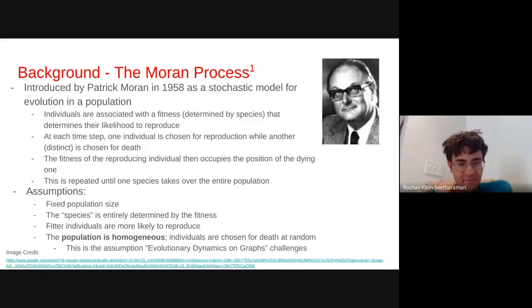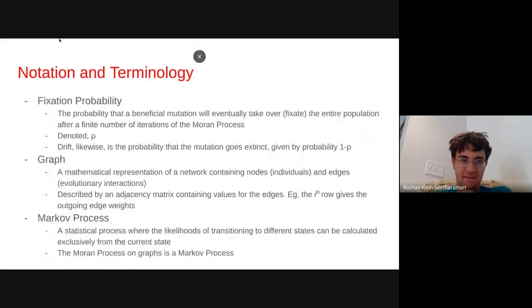Okay, and one thing I'll add is just that this assumption is sort of what other models that we use later on challenge. And so a bit on the notation and terminology that we'll be using for the rest of our presentation. One is fixation probability. And this is the probability that a beneficial mutation will eventually take over the entire population after some finite number of iterations in the Moran process.